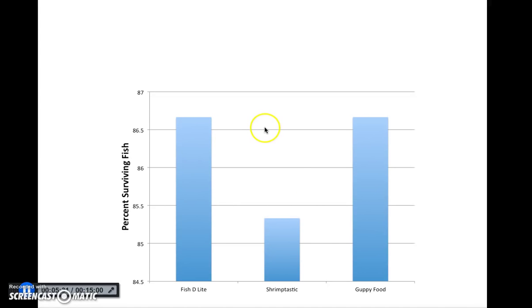All right, so now we've got a much easier graph to look at, and you can see my axis is changing, which is why the graph looks so different. But it's much easier now to just compare Fish Delight, Shrimptastic, and Guppy Food. But there's one more step we want to take. Whenever you average data together, you want to maintain the information about how much variability there was in that data.